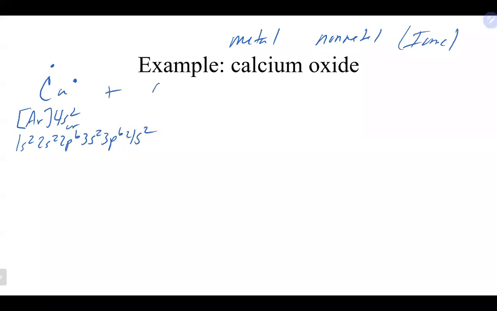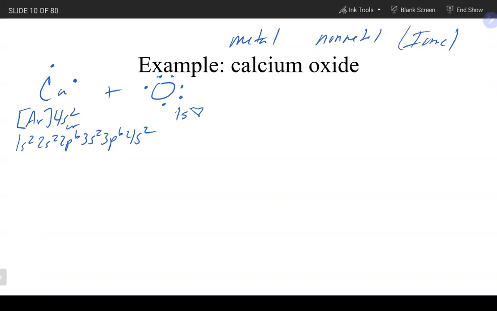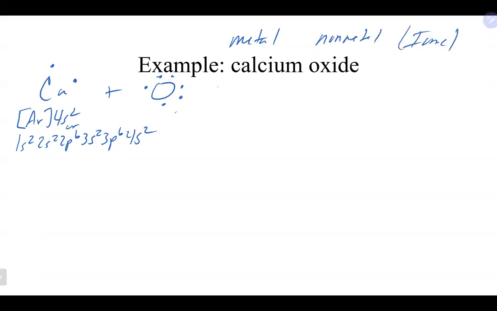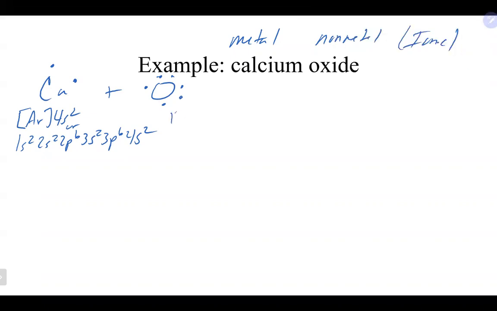My oxygen, which is group 6, has 6 valence electrons in this case, and it has an electron configuration of 1s2, 2s2, 2p4. All right, at this point, what's going to happen is kind of the same thing.